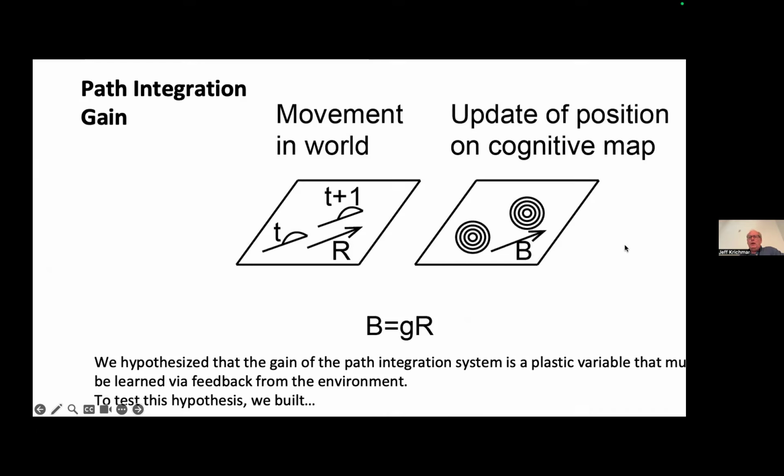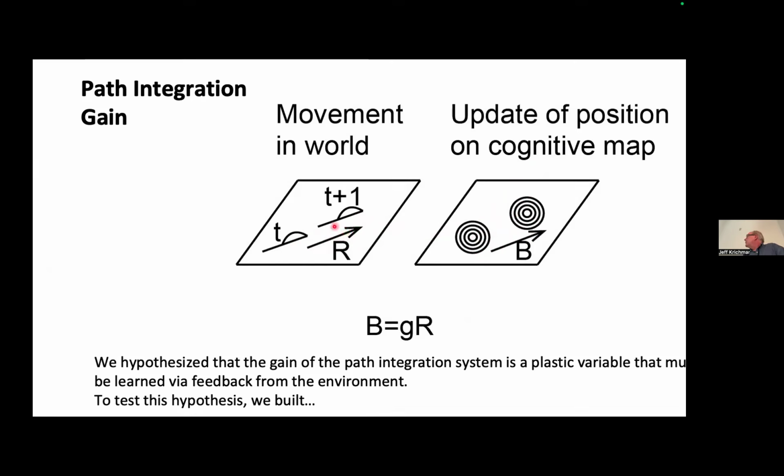But anyway, the notion of the path integration system is that as an animal moves through the world, from time t to t1, there's a vector of movement, a direction and distance. And in order for that to work in the brain, there has to be some kind of mapping between the distance and direction traveled in the real world to the update of the position in the animal's cognitive map. So this is just a little cartoon of a bump of activity that has to move from one place to the other in sync with the animal's change in position.